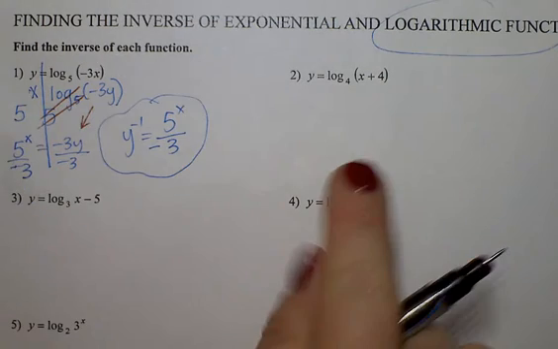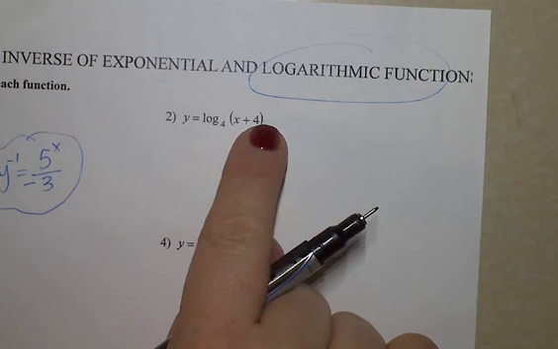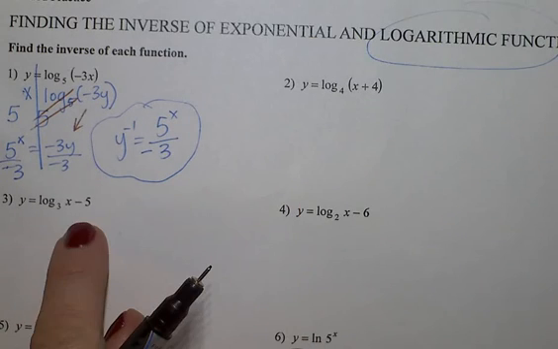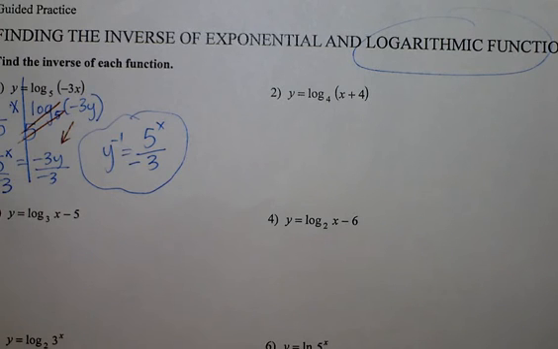Parentheses. What that means is I must include this 4 with the x. It's x plus 4. It's all part of that log. Over here, we just have a minus 5 or a minus 6 behind it, okay? So it's going to look a little different in your final answer. We're going to start with number 2.